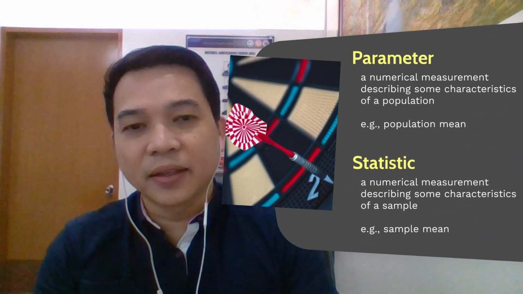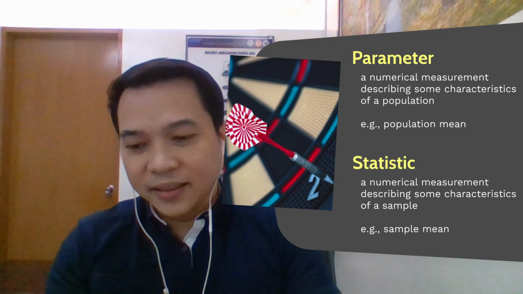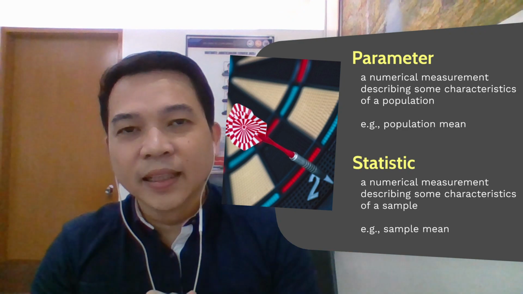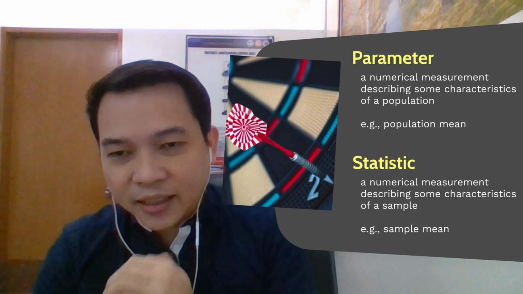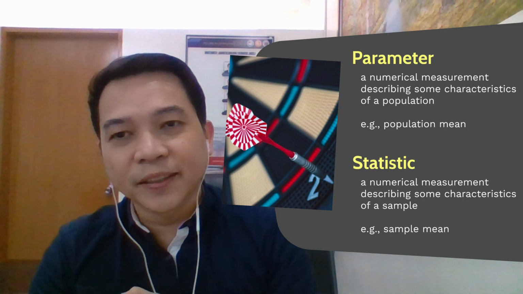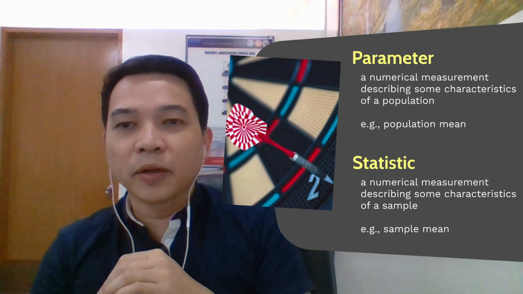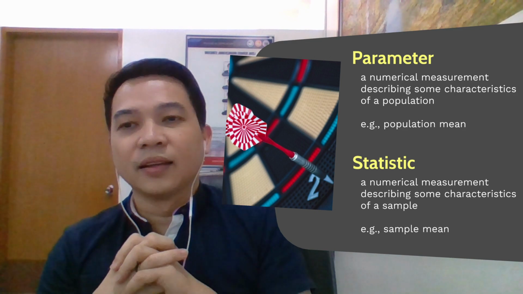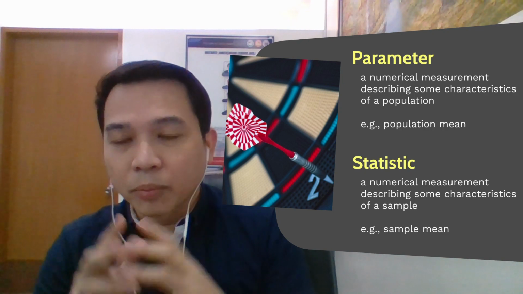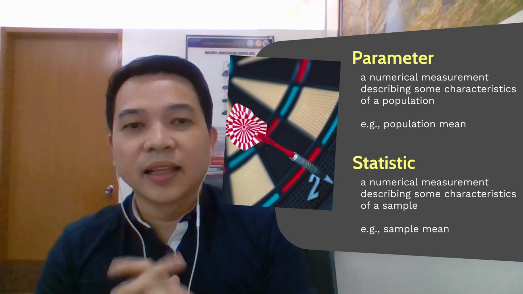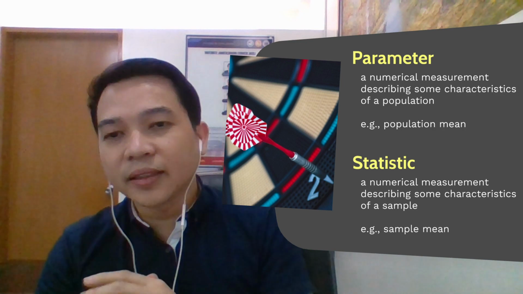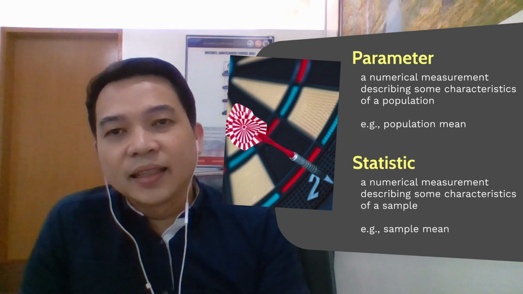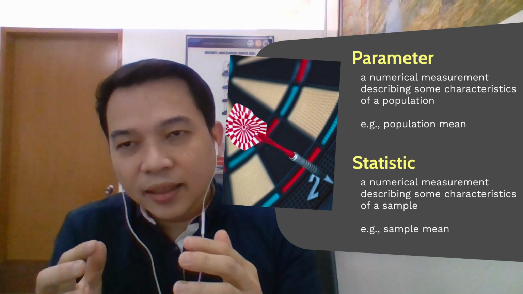When you say parameter, look at the word parameter. It talks about the entire population, the attributes, the measurement that describes or pertains to the entire population. So when we compute for the frequency of the population, that's a parameter. When we talk about the mean of the population, that's a parameter, or the proportion, or the percentage, that's a parameter, or the standard deviation of the entire population, that's a parameter. On the other hand, when we talk about statistic, we're talking about the characteristic of the sample.